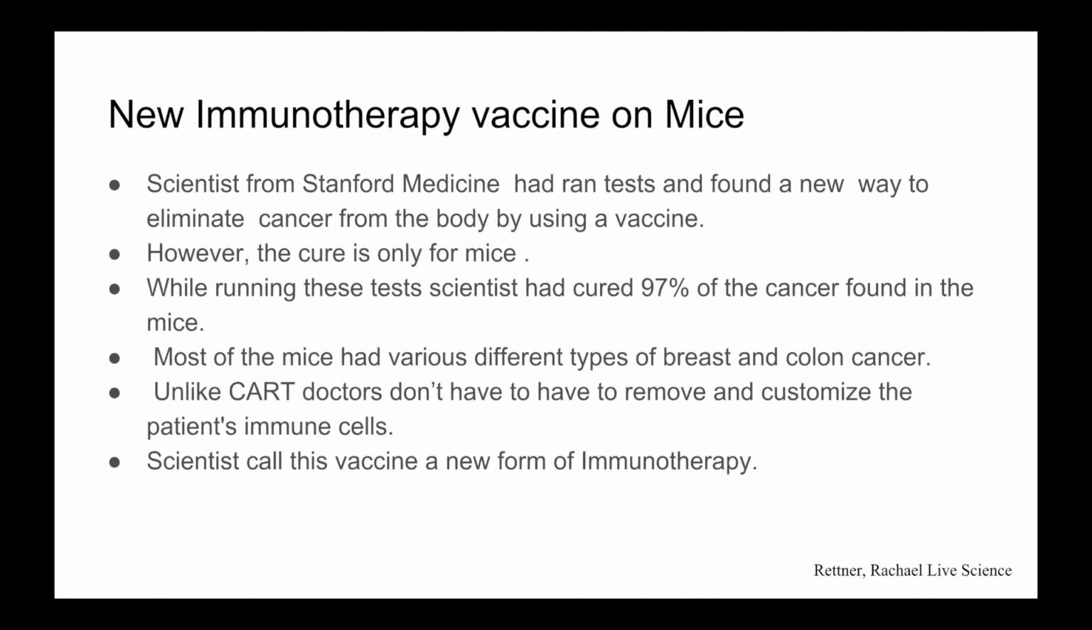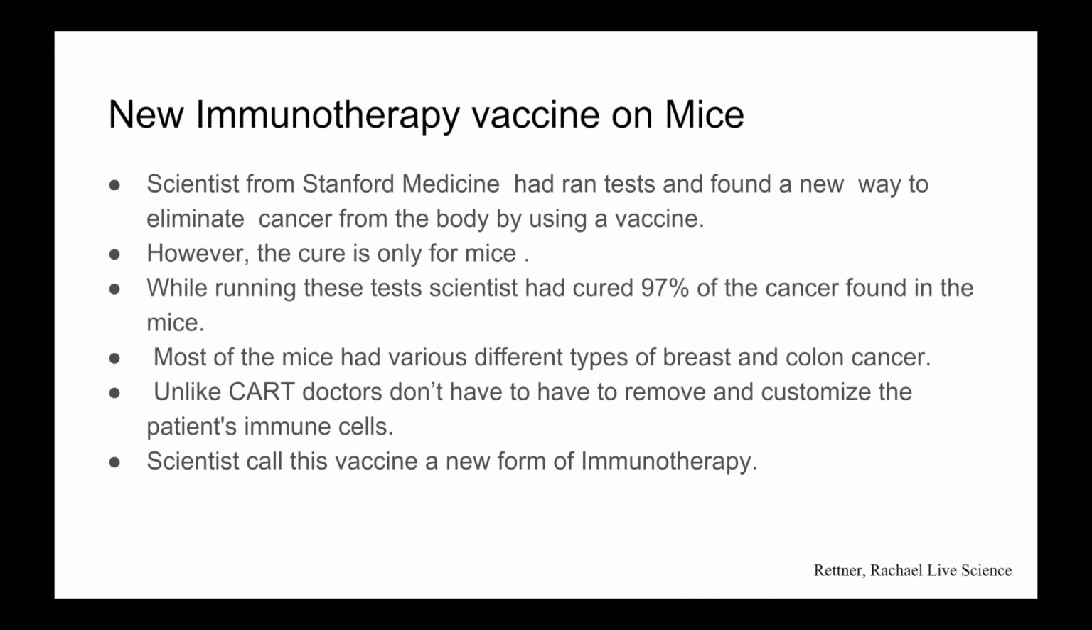So in this recent study, scientists have run tests and found a new way to eliminate cancer from the body by creating this vaccine. However, the downside of this cure is that the vaccine is only for mice. While running these tests, scientists have cured 97% of the cancer found in these mice. Most of these mice had various types of cancer, mostly breast and colon cancer.